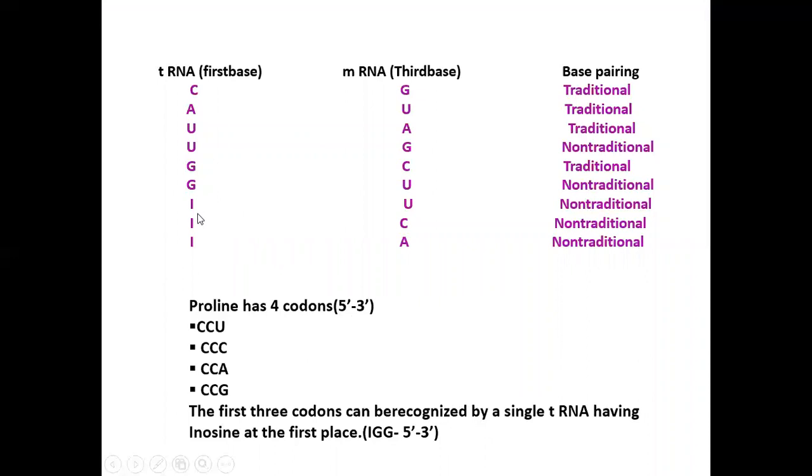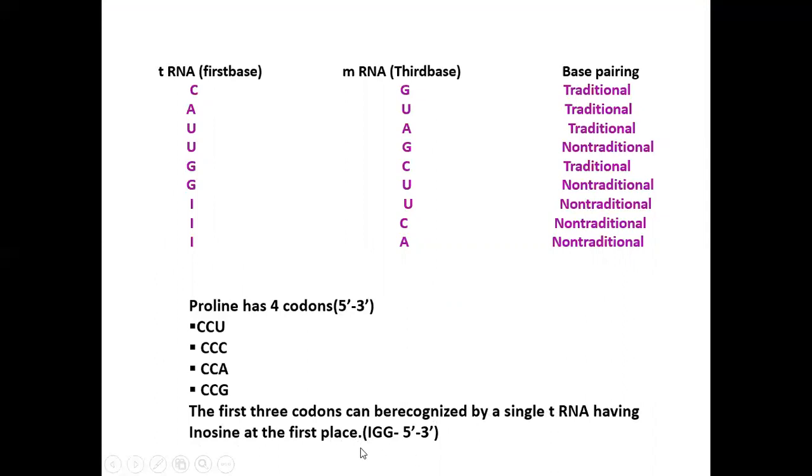This is the modified nitrogen base, which can pair with U, C, and A also. So in the first base of the anticodon of the tRNA molecule, it can pair with uracil, cytosine, and adenine. That's why proline has four codons: CCU, CCC, CCA, CCG. The first three codons are recognized by a single tRNA having inosine at the first place, which is IGG.